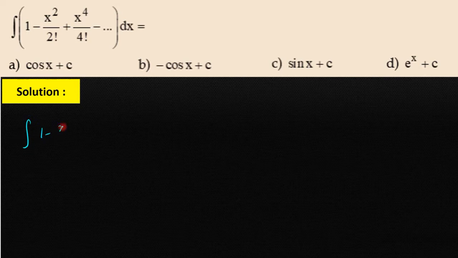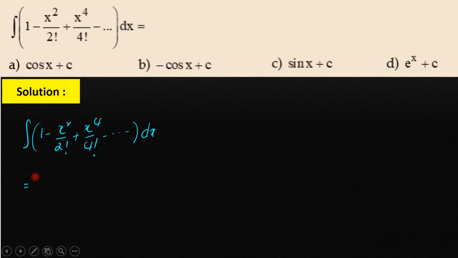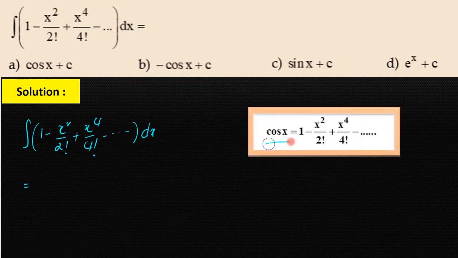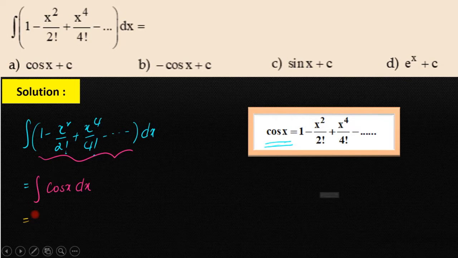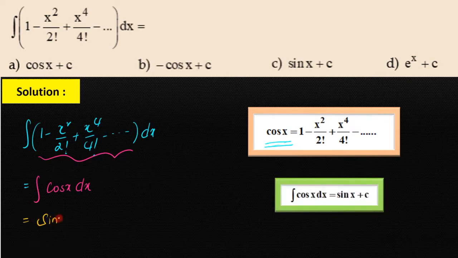Integral 1 minus x square by 2 factorial plus x power 4 by 4 factorial minus and so on into dx is equals to, dear students, we know that expansion of cos x is equals to 1 minus x square by 2 factorial plus x power 4 by 4 factorial minus and so on. Here this is the expansion of cos x, so integral cos x into dx, that equals to, we know that integration of cos x is sin x plus c. Therefore the answer is option C.